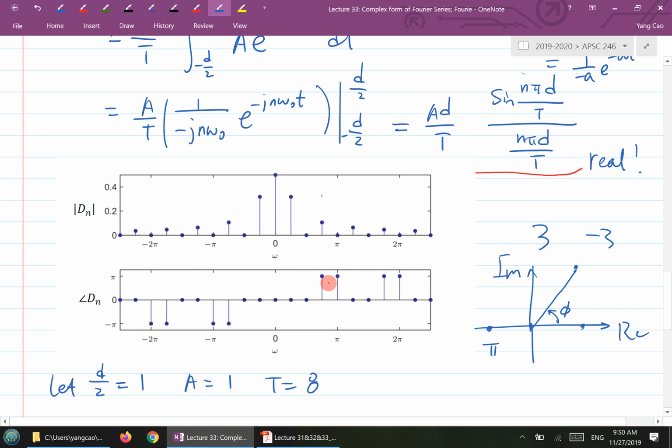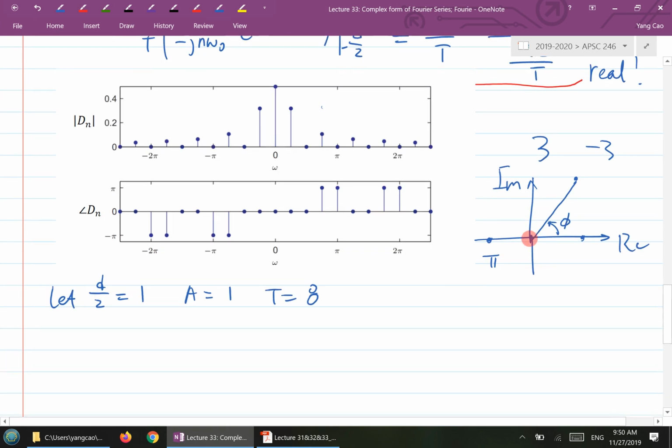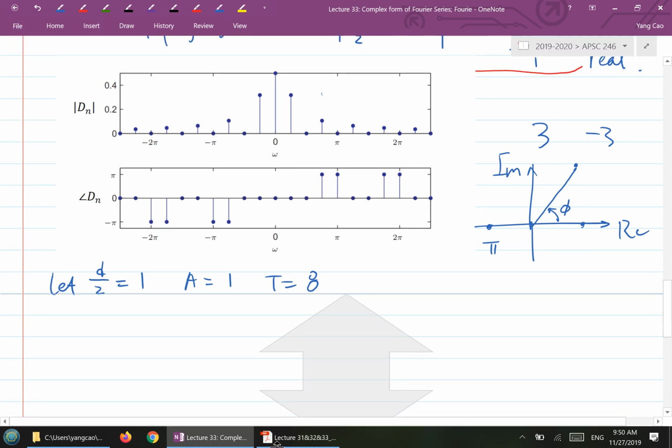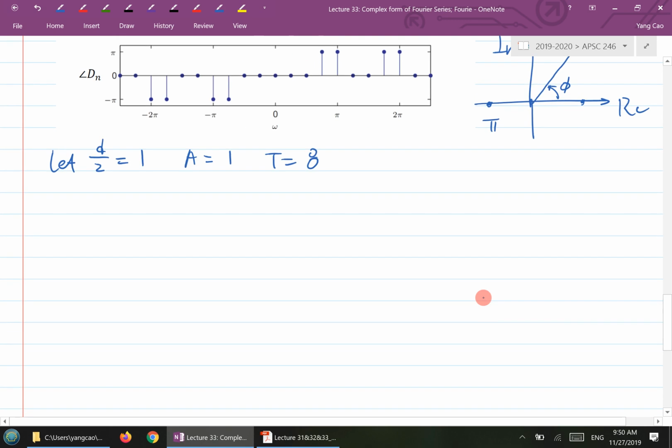If you plot it using the complex form, you'll get exactly the same thing. So that's an example of writing a periodic function in terms of a complex form of a Fourier series. So that's pretty much all about Fourier series now.